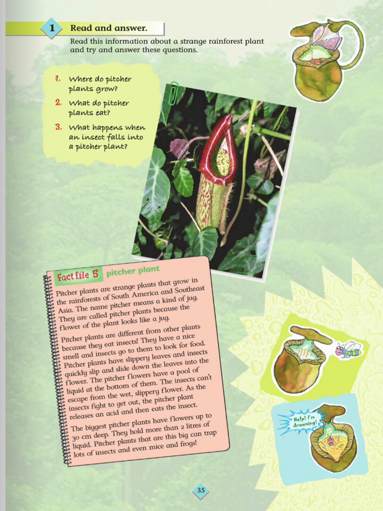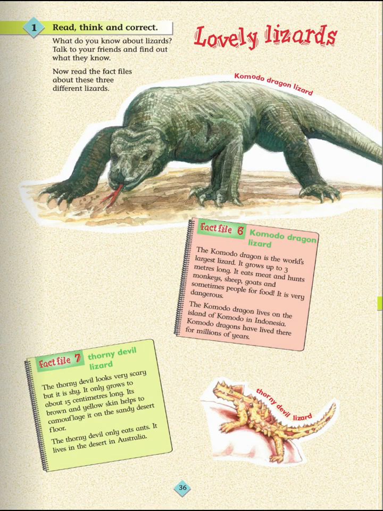Great, so where do pitcher plants grow? In the rainforests of South America and Southeast Asia. 2. What do pitcher plants eat? Insects and some mice and frogs. 3. What happens when an insect falls into a pitcher plant? The insects can't escape, get out, and the pitcher plant releases an acid and then eats the insects. Excellent. Moving on to read, think, and correct.